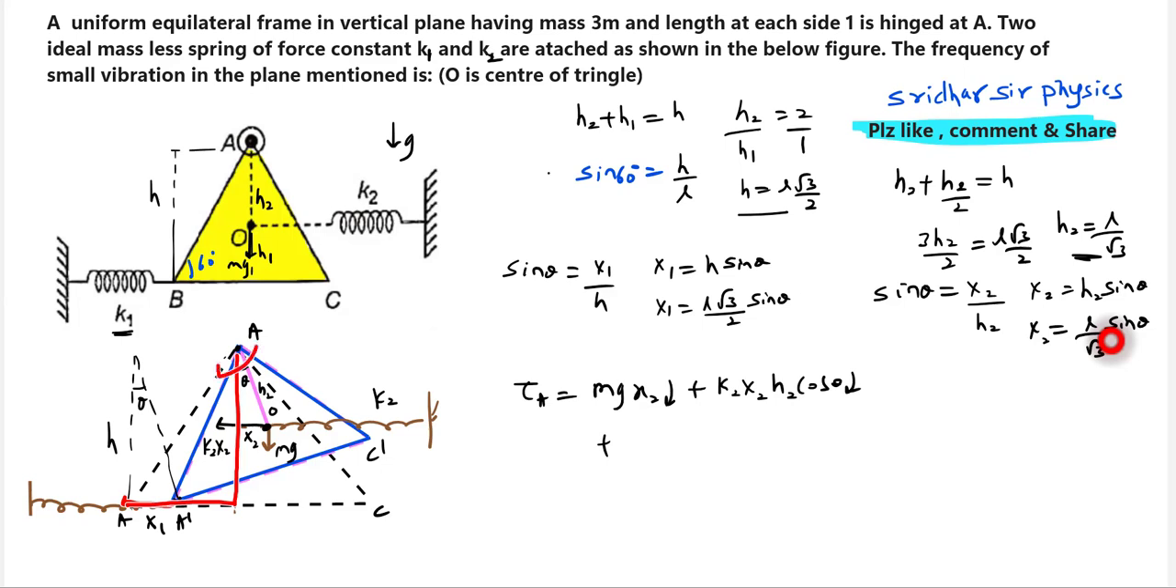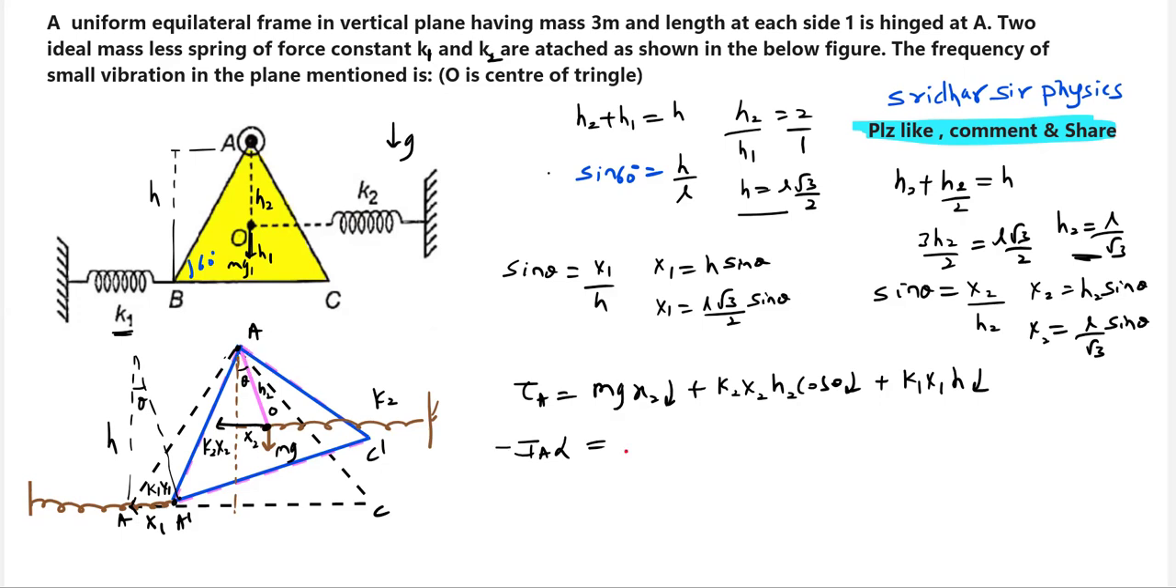Now the torque due to the first spring force K1 also will be clockwise. It will be like this. This is the perpendicular distance and this is the spring force K1 x1. So this should be equal to K1 x1 into h, clockwise. Substitute all and then everything should be equal to IA alpha. Why negative sign? Because the angular displacement was given anti-clockwise, the torque will act clockwise.